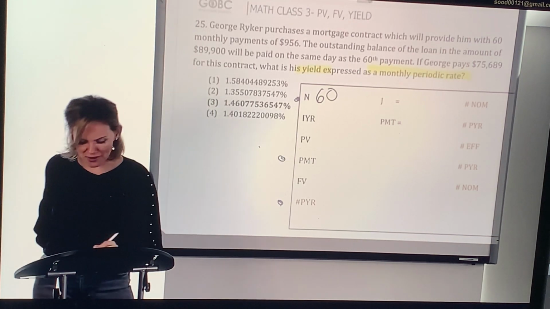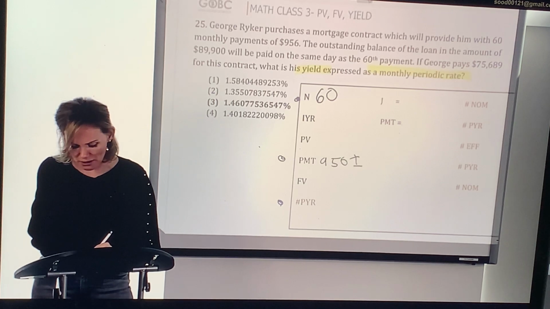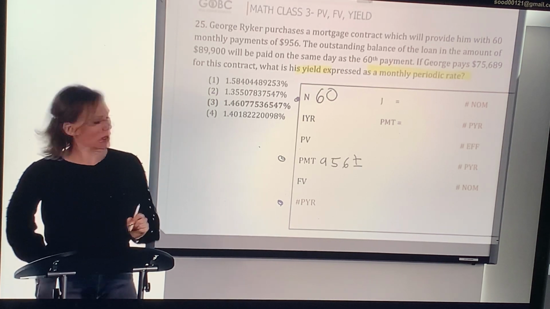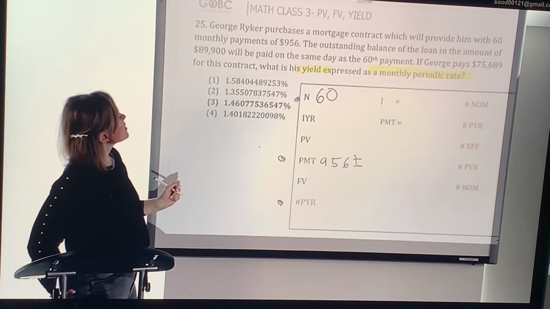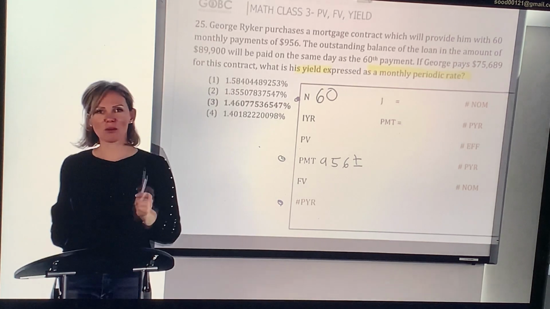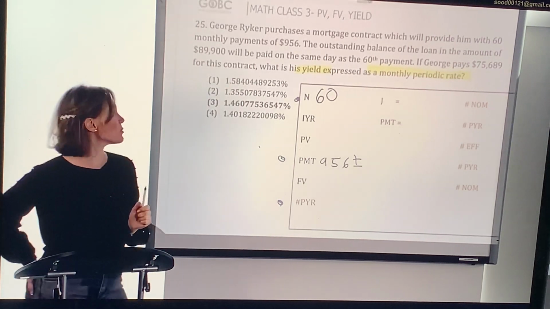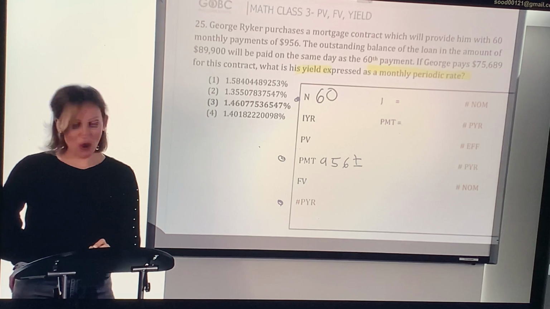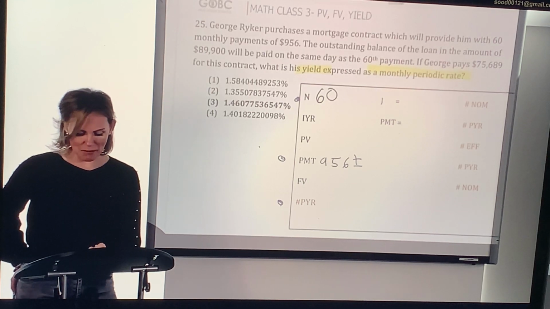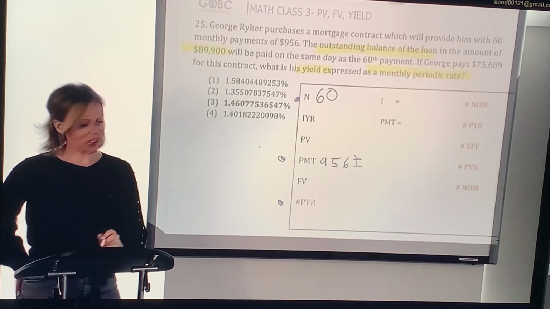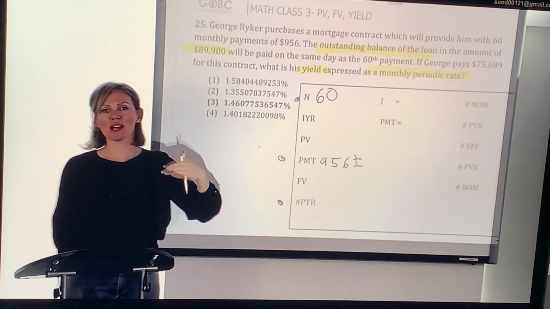Monthly payments of 956. So that helps. That's good. Payments are monthly. N is monthly. So far, so good. Let's continue. What else? Now we have 2 mortgages. So my question to you, which one is a future value one? Future value. How do you know? The future value will say there's an outstanding balance of. Okay, so when they say there's an outstanding balance of, that's considered to be a future value.